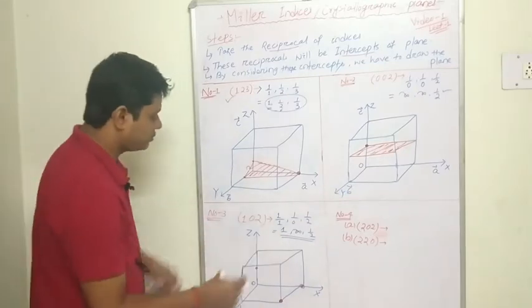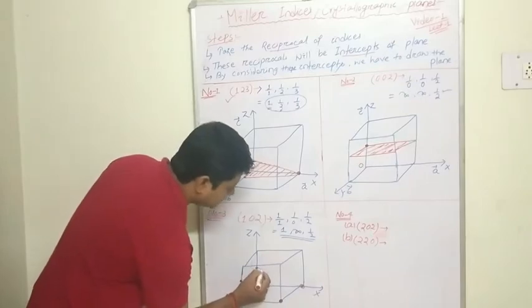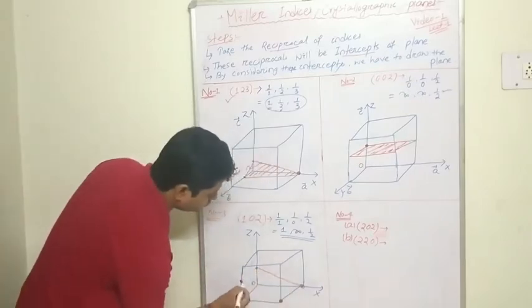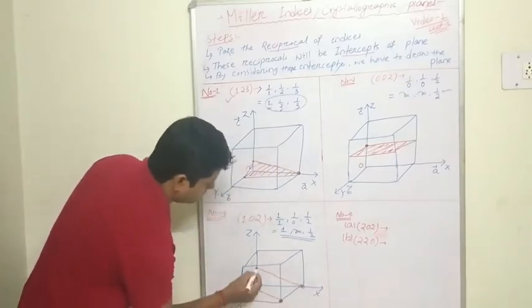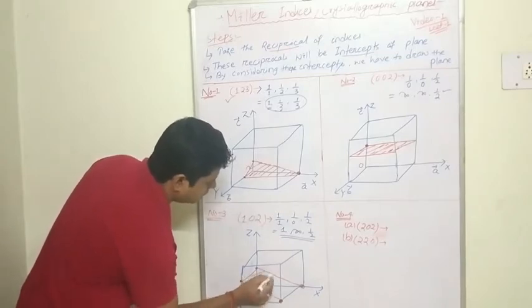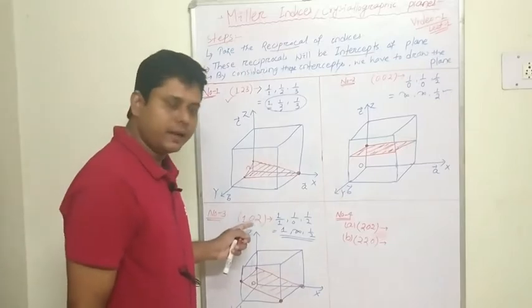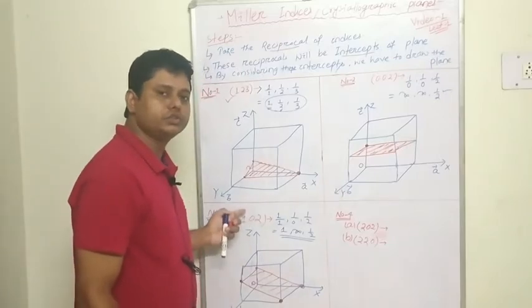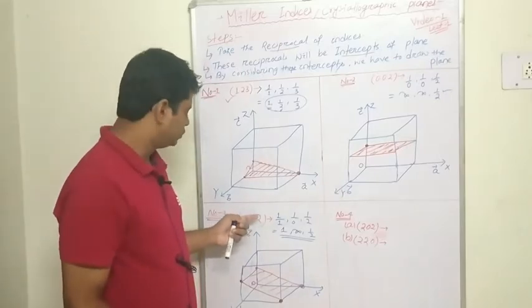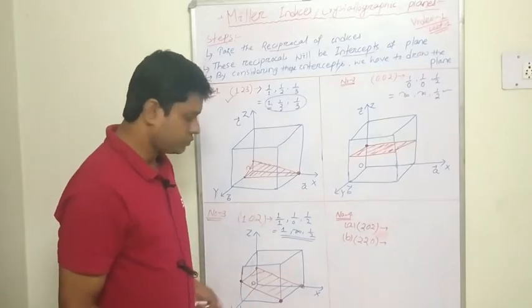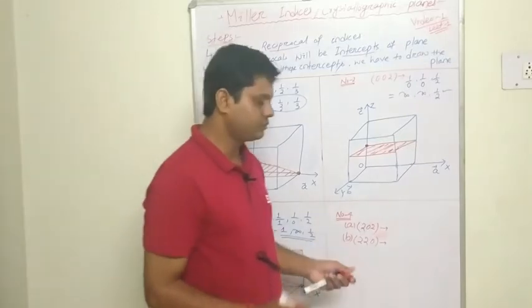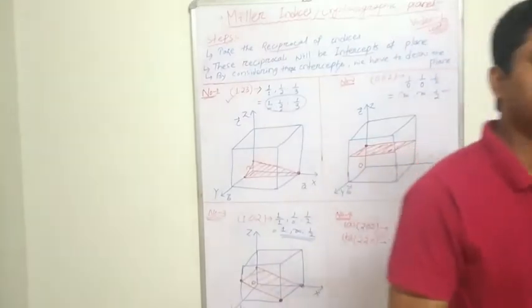Now we have to join the 4 points like this. So this is our required plane having the Miller indices 1, 0 and 2, which is parallel to the y-axis. Now we have to consider question number 4.